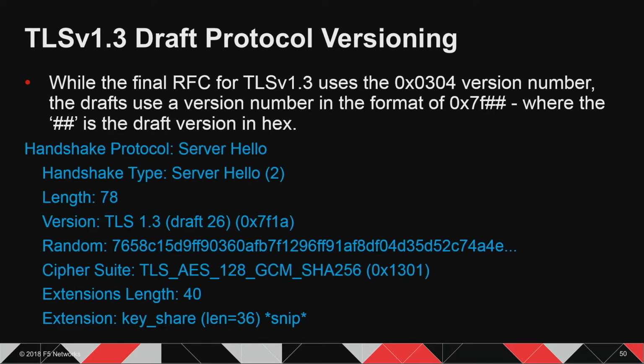For people who are looking at this now, as I said, the final version number for TLS 1.3 is going to be 0304, but the drafts all used a different number, because it had to iterate a lot, to be able to differentiate the drafts. So right now, this is what you'll see on our box, because we do draft 26, so the version number will be that in 14.0. By 14.1, it'll be 0304.